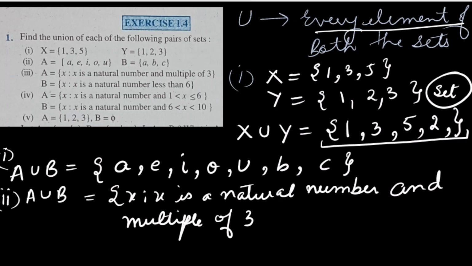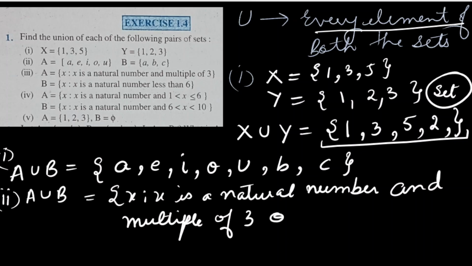if you want to write A, it will have infinite elements. Natural numbers that are multiples of 3 can be infinite. I'll just give an example: 3 is a multiple of 3, then 6 is a multiple of 3, then 9, like this. This itself is an infinite set. So we will just write it in set builder form. So I am writing A union B. In A union B, it's always better to first write the elements of A. Now for B we will write: x is a natural number less than 6.